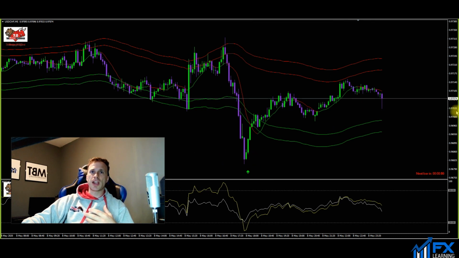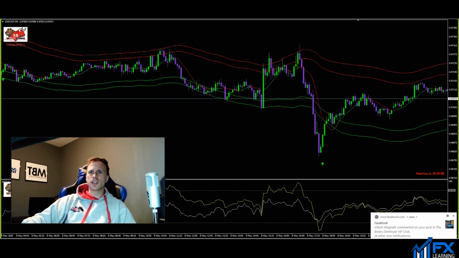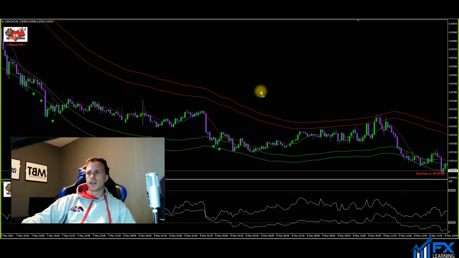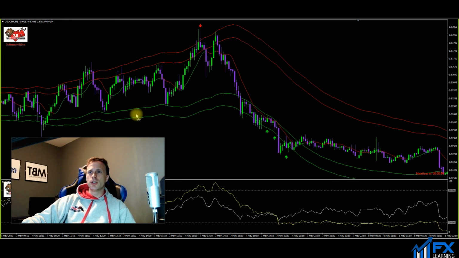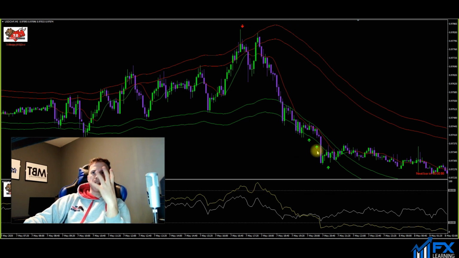Okay, USD Chef, that's a nice little buy there. With the RSI, let me try and find you a setup that is good at filtering. Okay, let's look at these here, right? This is a really good example. Okay, 3 setups here.